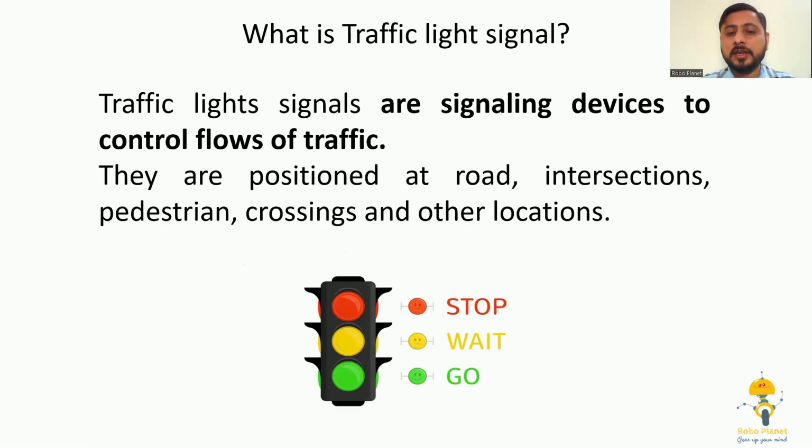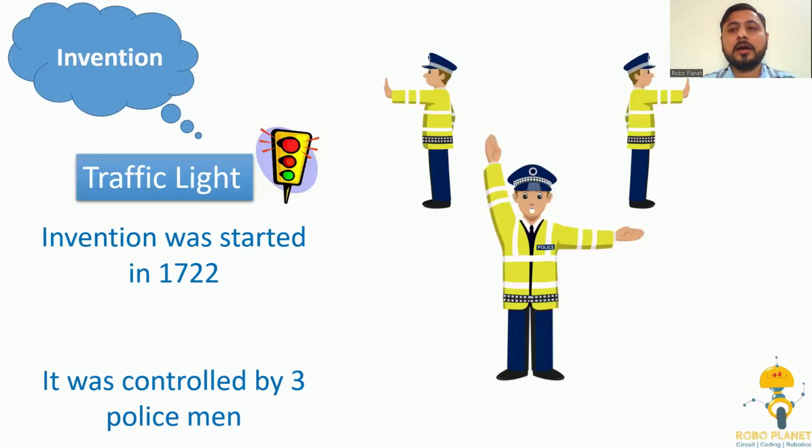And these 3 lights mean: red means stop, yellow means wait, and green means go. Go means you can move, you can run your vehicle on the road, right? Stop, wait, and go. So this is a traffic light signal. And how did this traffic light get invented? This is the point. This is the case study.